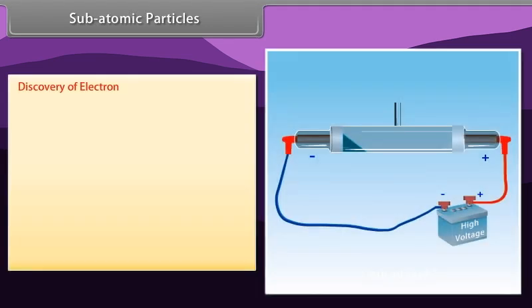Subatomic particles. Discovery of electron. A discharge tube is a long glass tube. This tube is fitted with metal electrodes on either end, across which high voltage can be applied. The tube is also connected to a vacuum pump for controlling the pressure of gas inside the discharge tube. There is a coating of phosphorescent material behind the anode.